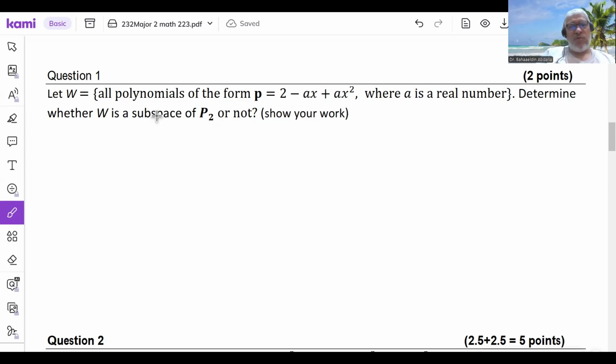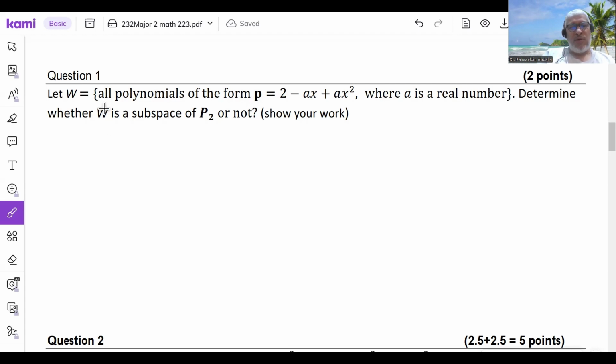So to prove that W is a subspace of P2, we need to show that W is closed under addition and under scalar multiplication, which means that if we take any two vectors in W, their sum should be in W. And if we multiply any vector in W by any scalar, and scalar means any real number, then the product will also be in W.